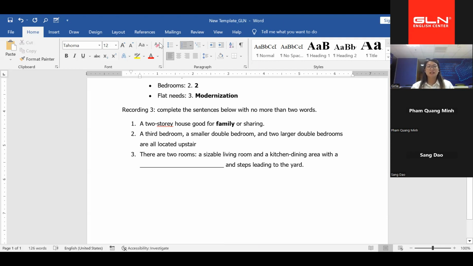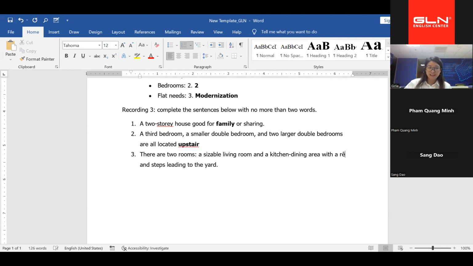Now the last one. There are 2 rooms, a sizable living room, which means large, and a kitchen dining area with what? What's your answer in number 3? Okay, nice one. However, be careful of your spelling. Oh yes, one common mistake students commit, spelling as well. How do you spell rear door? A door is correct, rear.